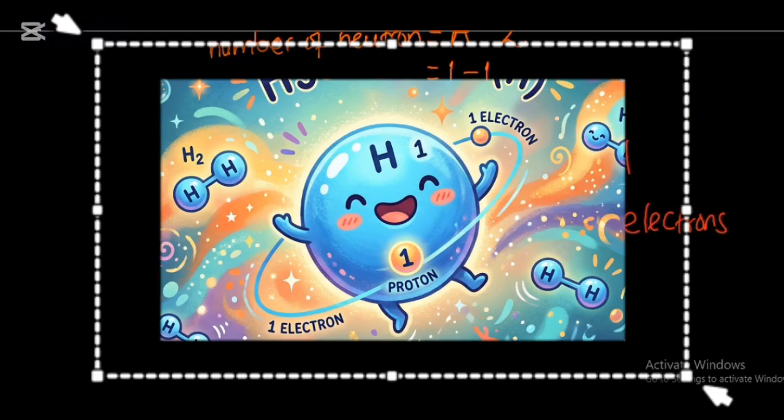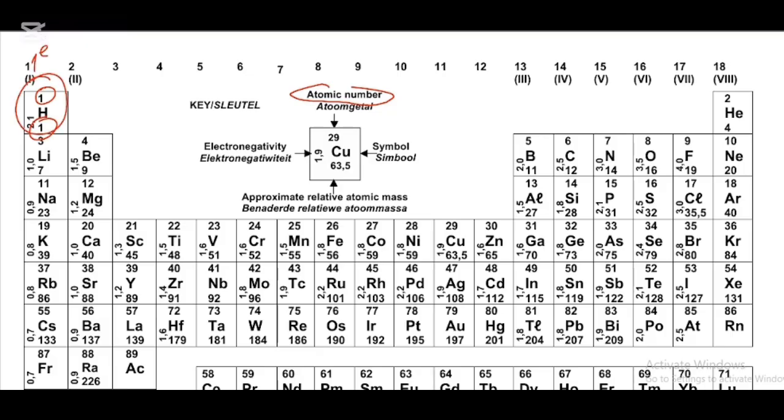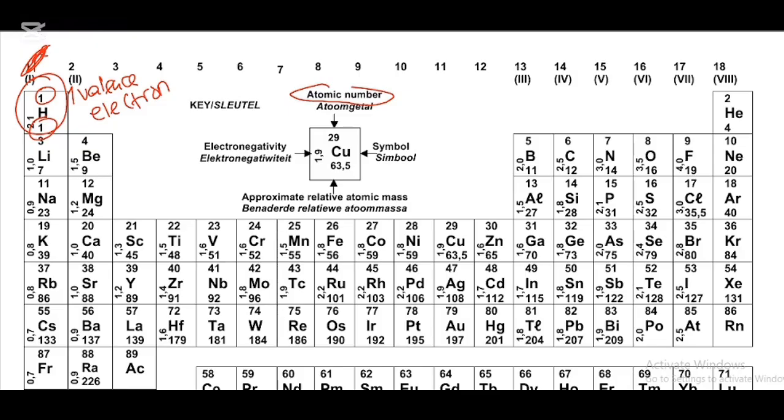So now let's go back to the periodic table. We can see that hydrogen has only 1 electron, 1 valence electron, right? So let's go ahead and look at lithium. Lithium has the atomic number equal to 3, right?